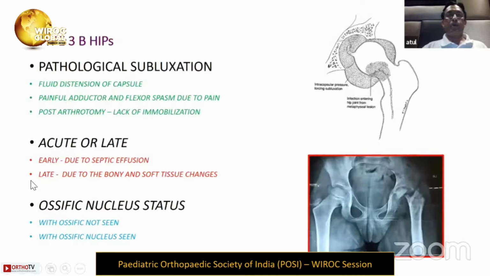Now, the type 3B hip, where you get a pathological subluxation, basically because of the capsular distension and the spasm of the muscles, which will force the child to go into adduction and flexion. And I've seen them mostly post surgery where there's been some kind of lack of immobilization of the hip, and due to spasm, the hip subluxates. So you can get them either acute because of the pathology itself, or late because of some bony or soft tissue changes. And once you get the subluxation, you must look at the osteoid nucleus, whether it is present or absent, and one may have to do further imaging to see the status of the osteoid nucleus.